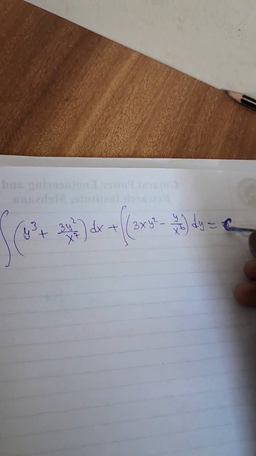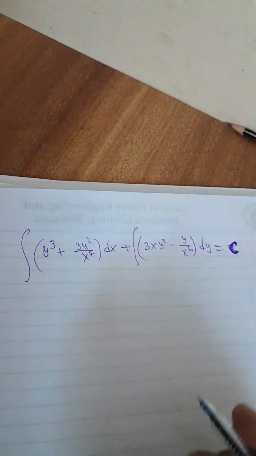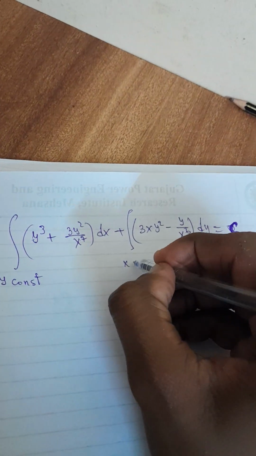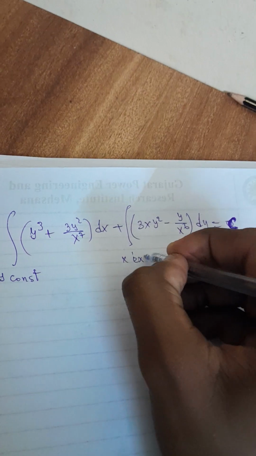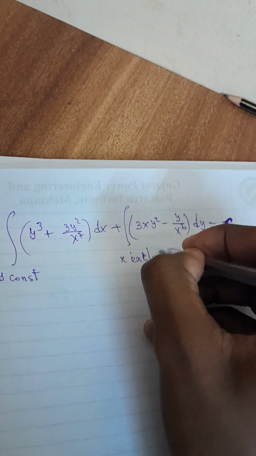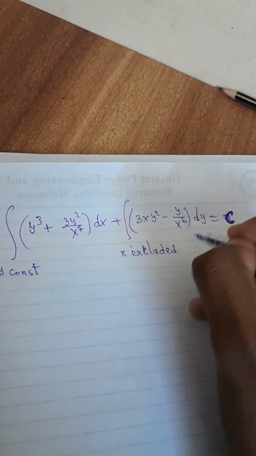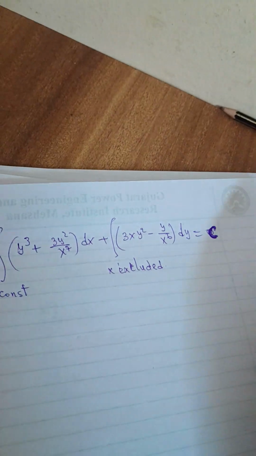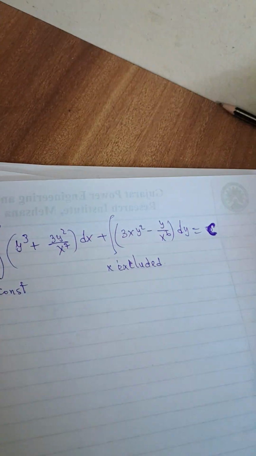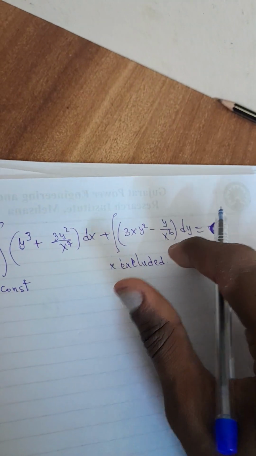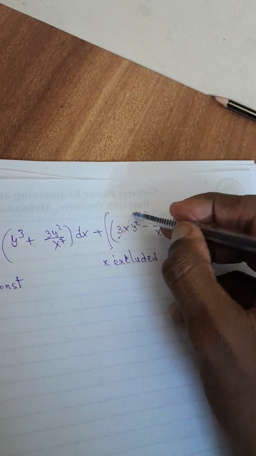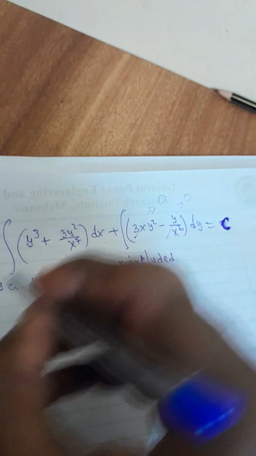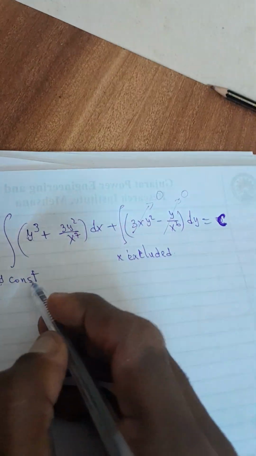Now that they are exact, you can just come here, apply integration, and this will become c. Okay, integration, c. Now see, y here will be a constant, and here x excluded. You will have to exclude all the terms of x, where you see x, exclude this from this dy, the integration. So here this will be 0. And here you will consider y as constant.